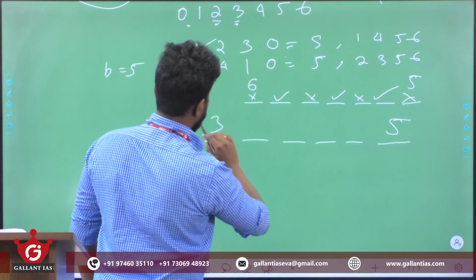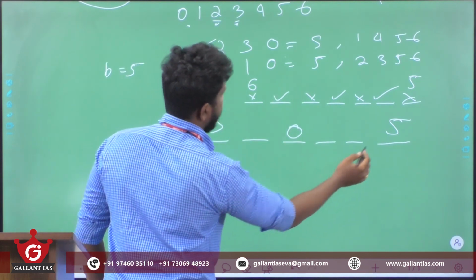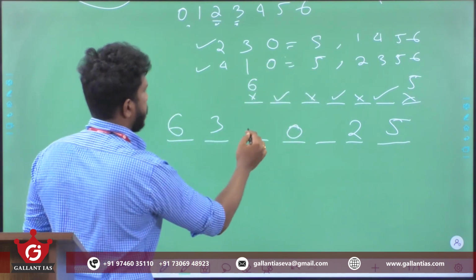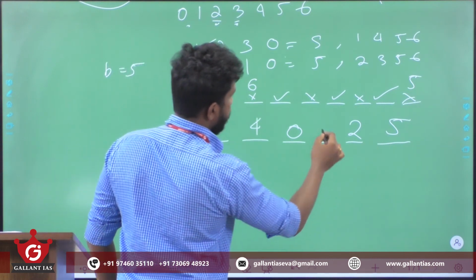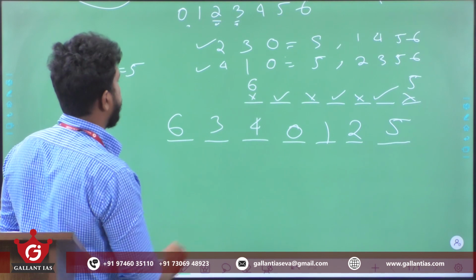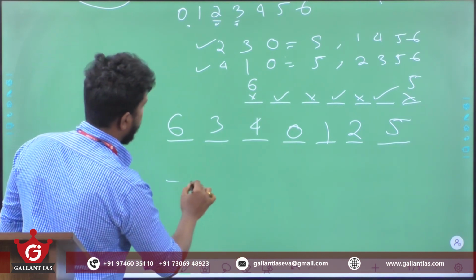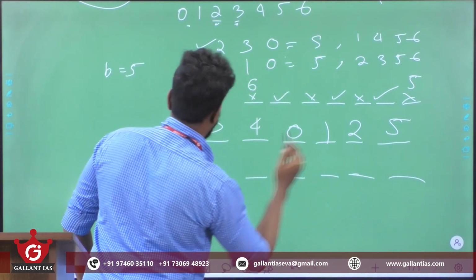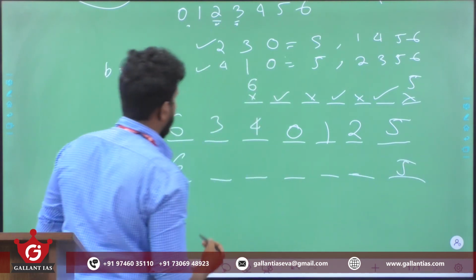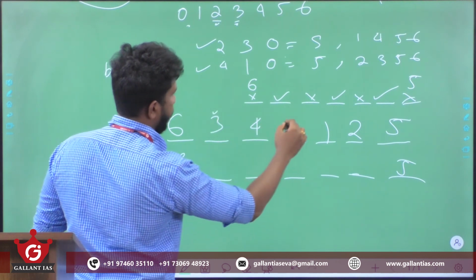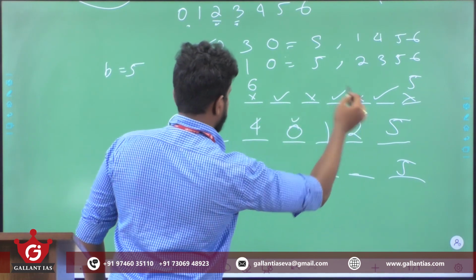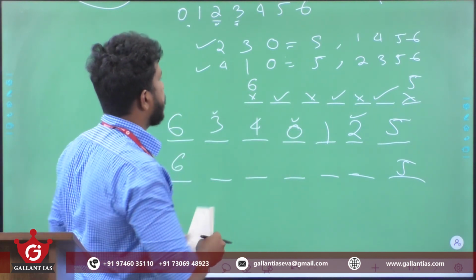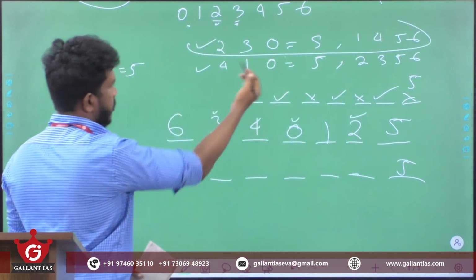Then, first of all, let us fill all the even places. Then 3, 0, then you can write 2, right? So for the remaining places, what values can come? It is 4, 1, right? So 6, 3, 4, 0, 1, 2, 5. This is one possibility. Then what will be the other possibility? Look here. So 1, 2, 3, 4, 5, 6, 7, right? So 6, 5 at the end. Then what are the other possibilities? These are the even places, right? 6, 0, 3, 0, 2. That is the maximum value that you can get using this set of values.